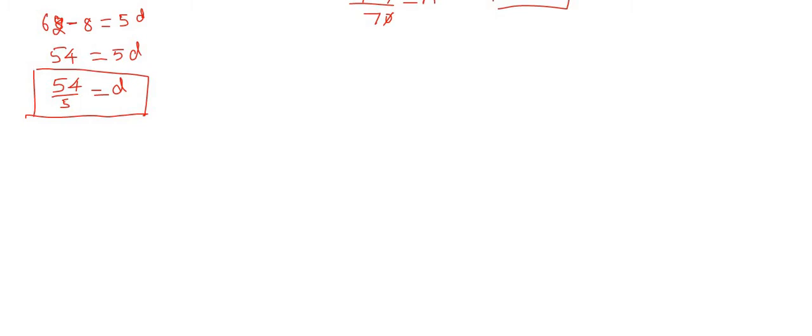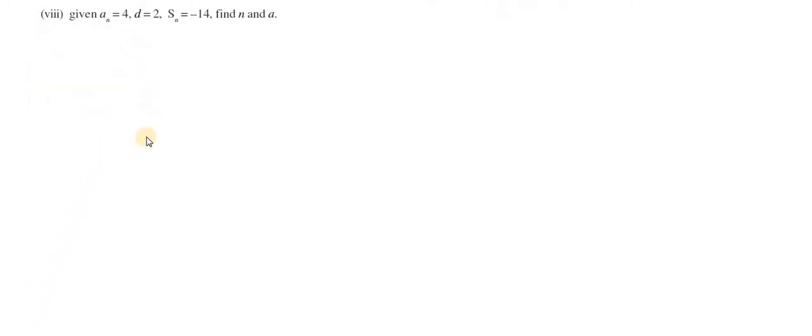Okay, so now an is equal to 4, d is equal to 2, and Sn is equal to minus 14, and we need to find n and a. So how to find this? Here an is 4 they give, d is 2 they give, and Sn is minus 14. So you need to find n and a. We know that an is equal to a plus (n minus 1) into d.